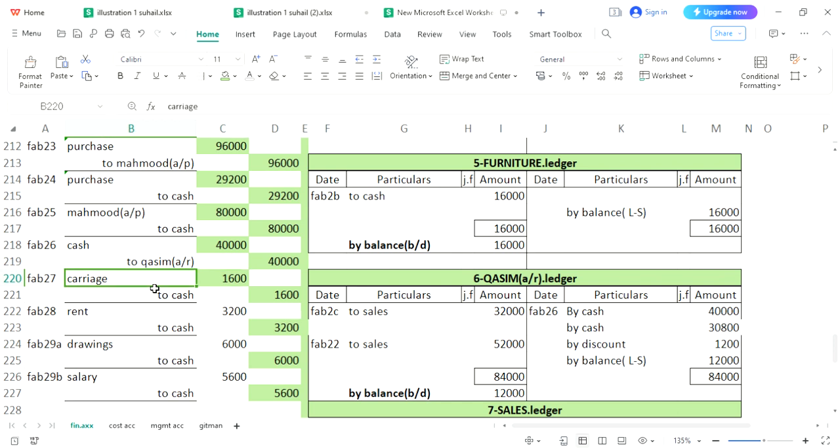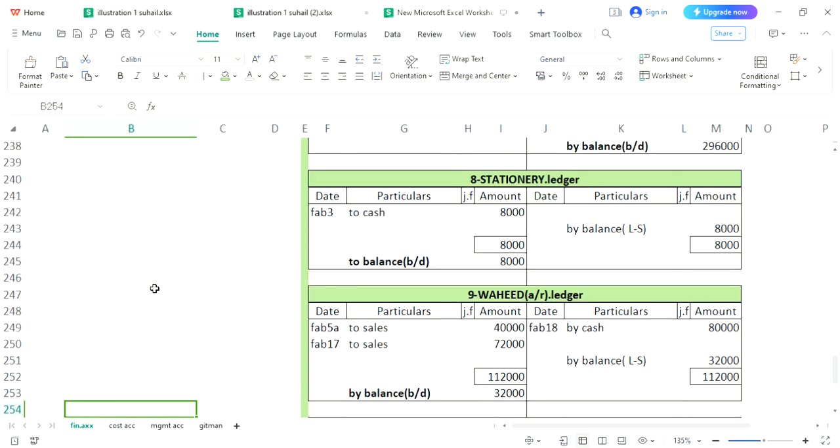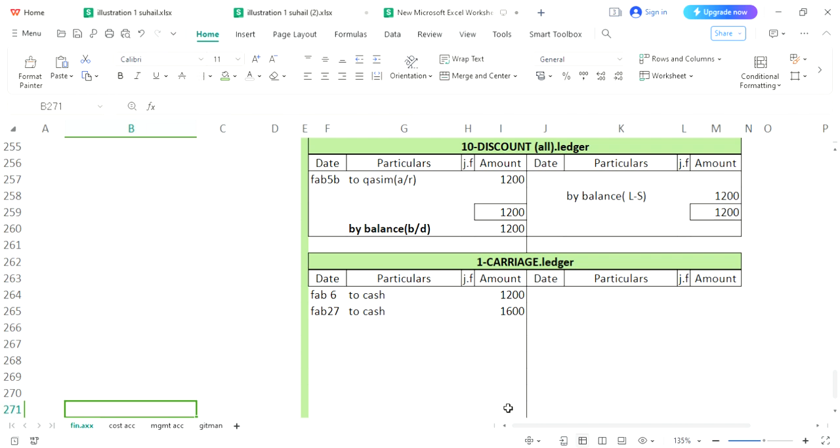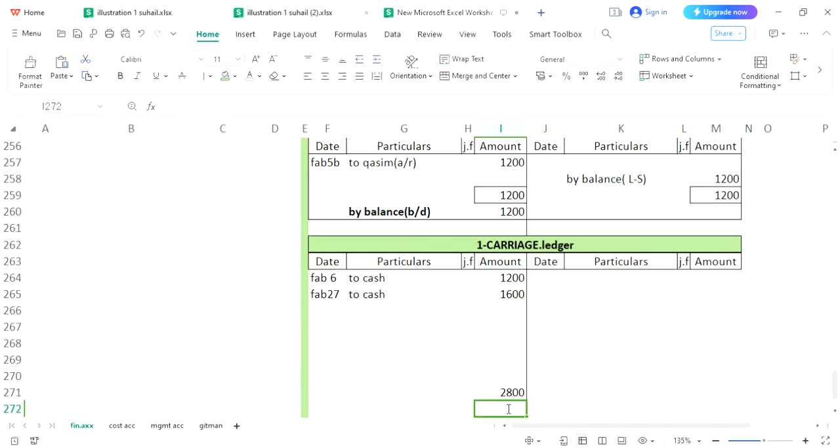After this we will start our search again to see if carriage is present anywhere else as well. No, the entries are completed. It means all entries related to carriage are posted. It's time to calculate its balance, for which we will follow some steps. First step is to take the sum of both sides. On the debit side there are two amounts. This is the balance of the debit side. On the credit side nothing is mentioned. It means the total of the credit side is 0.